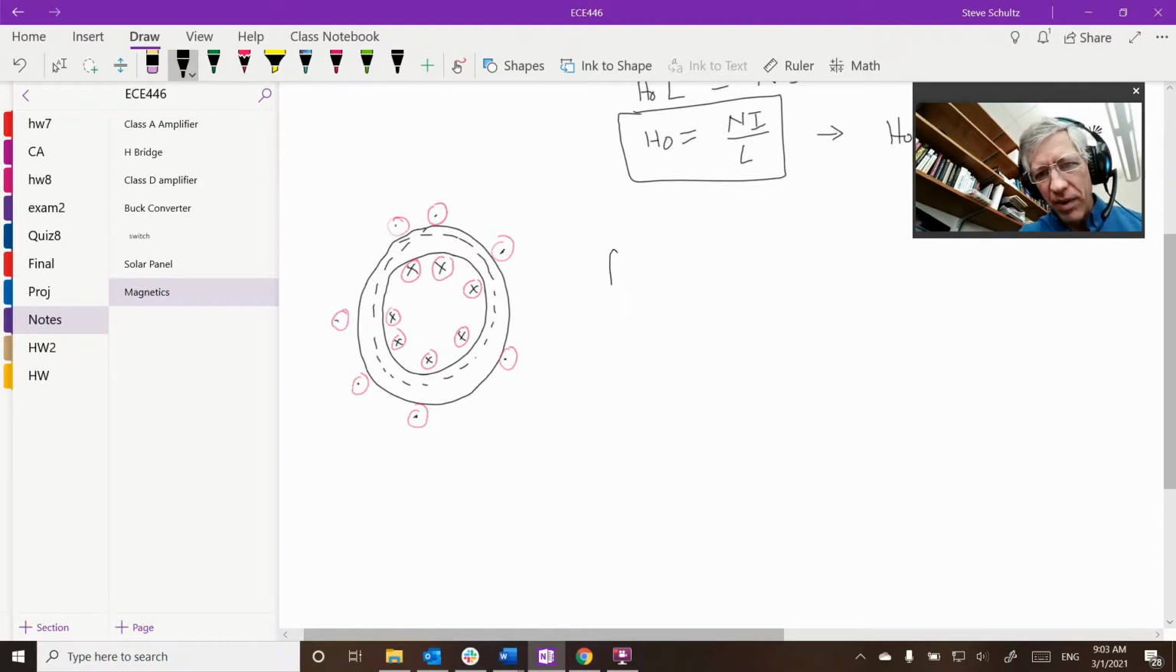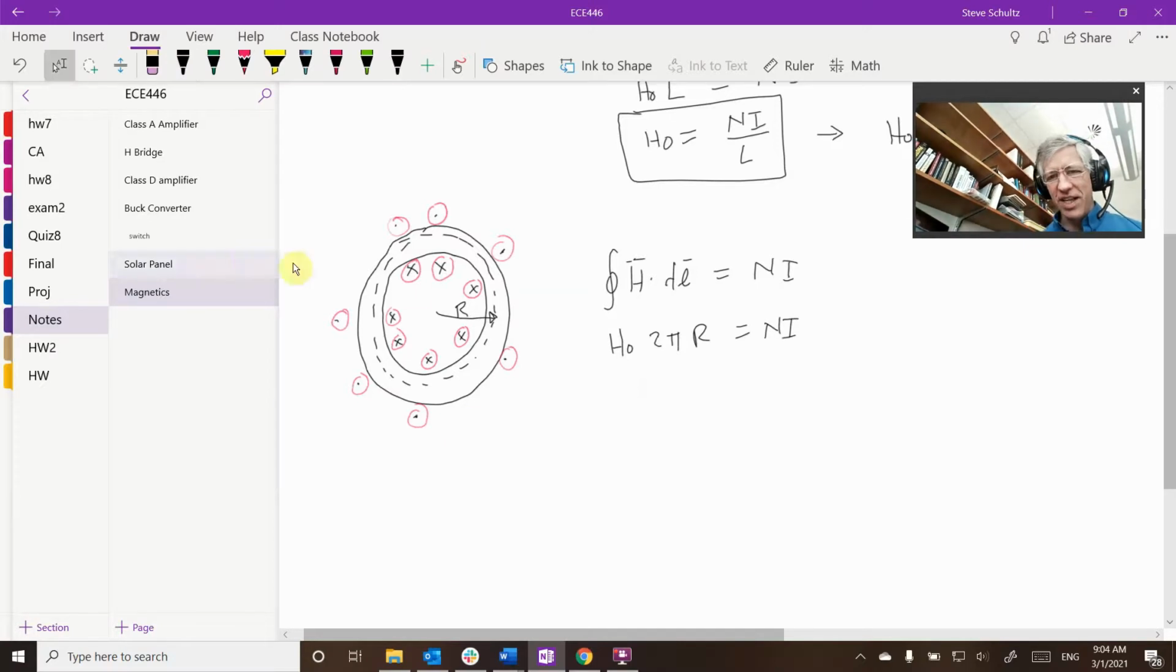And so then we have our H dot dl equal to n times I. So now my H is going to be constant anywhere in there. So this is going to be H0 times the total length, which is going to be 2 pi r, where you see this value right here is the radius of my solenoid, which is equal to n times I.